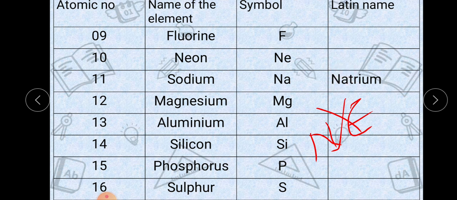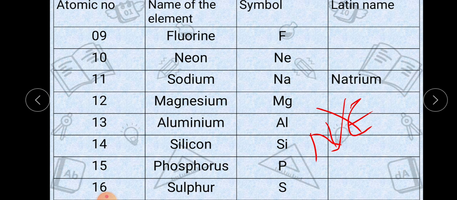So next, 12th element is magnesium, symbol is Mg. 13th, aluminum, Al. Aluminum we see in food wrappers; when you parcel food, it is covered with aluminum wrappers. Silicon is the 14th element. Silicon chips, or even computers, are made up of silicon chips. Integrated chips will be studied in generations of computers. It is made up of silicon only. So silicon, 14th element, and symbol is Si.